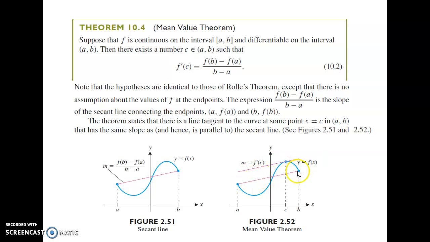The slope of the secant line is given by m equal to this. And what is the slope of the tangent line? It is f prime c. And look at this: this line and this line are parallel. Therefore, the slope must be equal. So therefore, f prime c must be equal to f of b minus f of a divided by b minus a. That's what it says here.